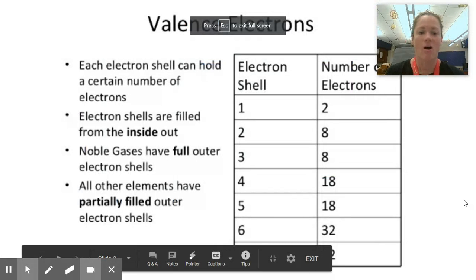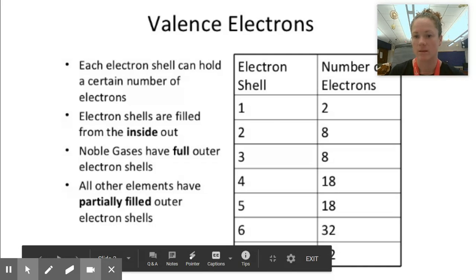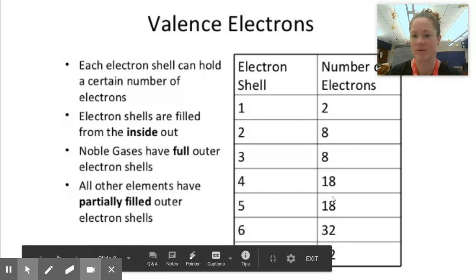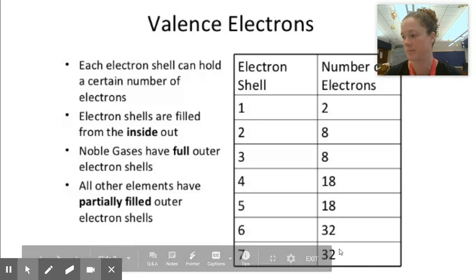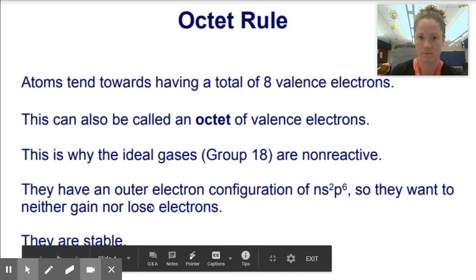All other elements have partially filled outer electron shells. So the only ones that are all the way full would be the noble gases, and we've learned that already. They all have 8 valence electrons, but if we're doing the Bohr model, these shell numbers would be all of the ones. So these would be full shells for the noble gases.